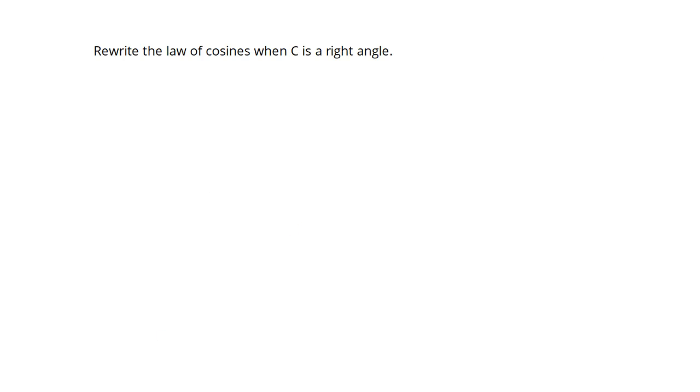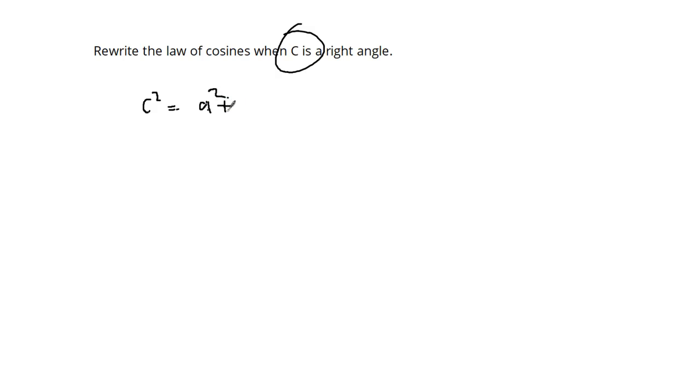And so this is the final question. You have to rewrite this law of cosines right here, but you have to rewrite it using c as when c is a right angle. So let's see what will happen when c is a right angle. So we'll do c squared, right? Not c the side, c the angle.